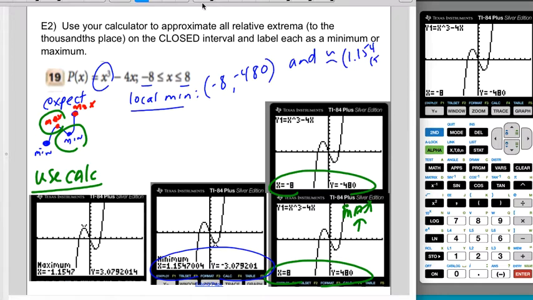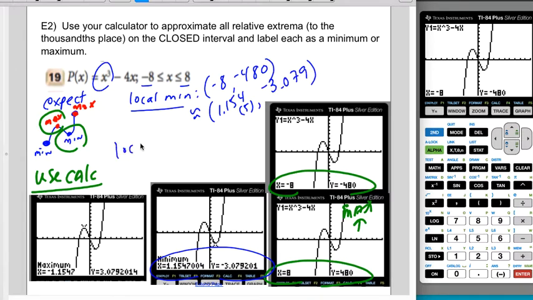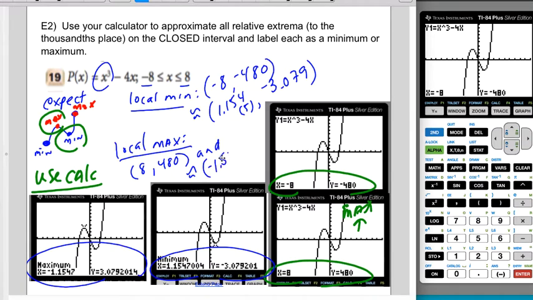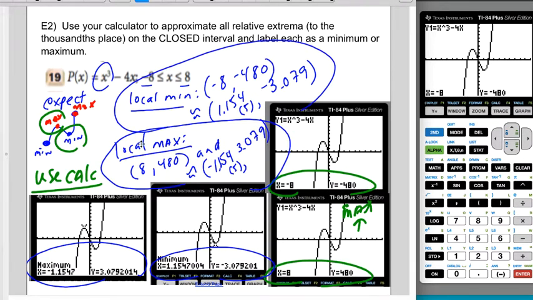At approximately 1.154 or 1.155, comma, oh, I did not give myself enough space. That's unfortunate. So there's one there. There's one at 1.154 or 1.155, depending on if you're under truncate, and -3.079, right? There are local maxes, or local maxima at 8.480, and also at approximately this thing, which is the -1.154, comma, 3.079. All right, so I have two local max values, two local min values because it is a closed interval.